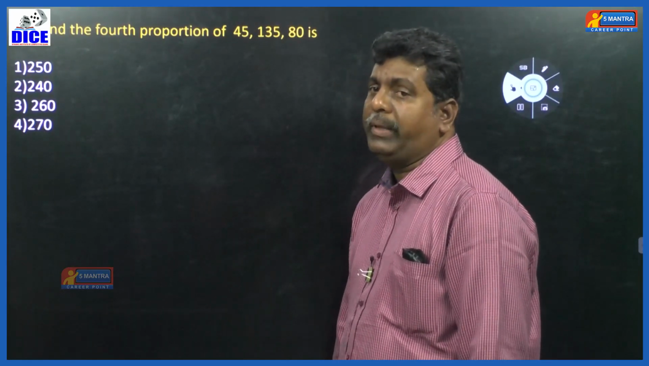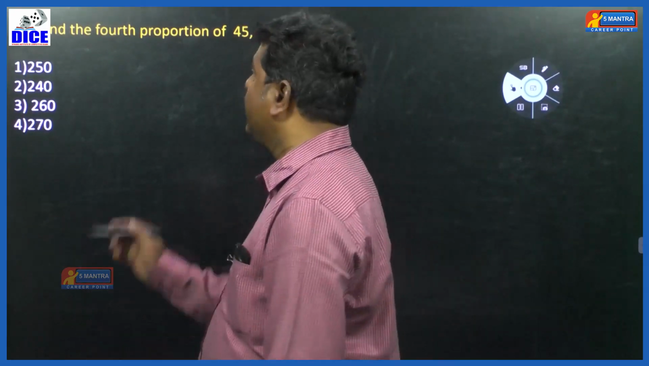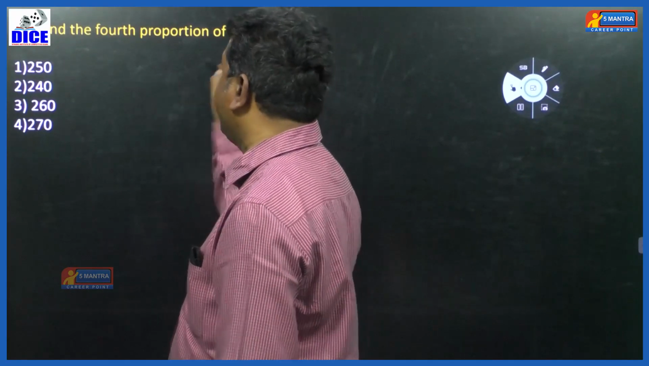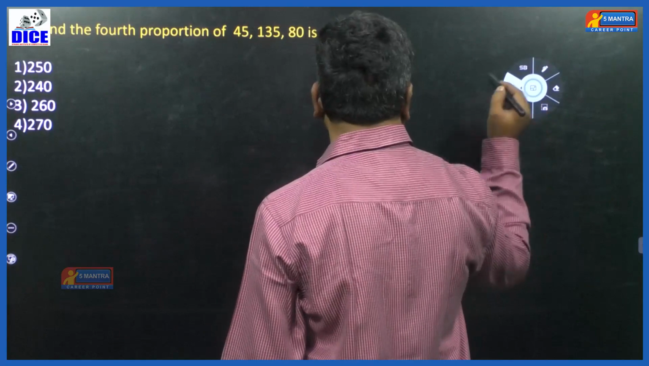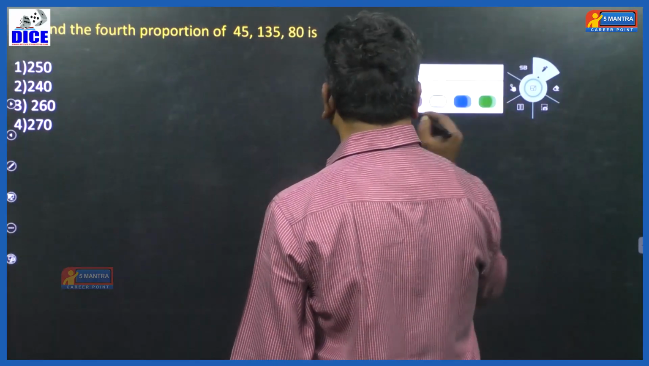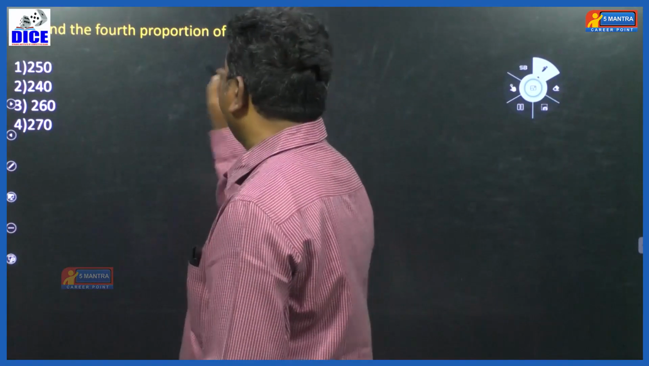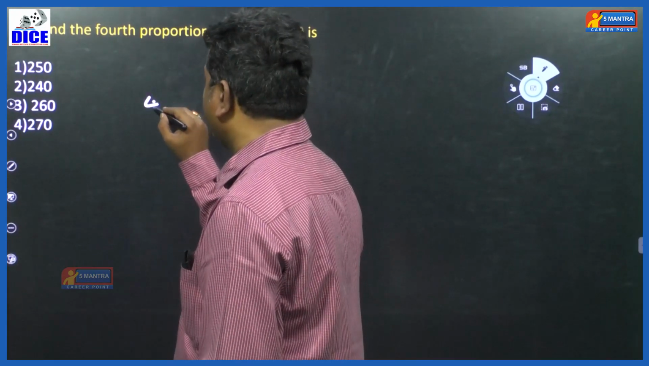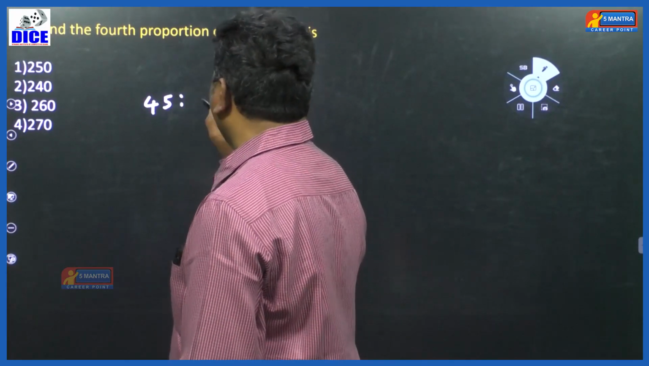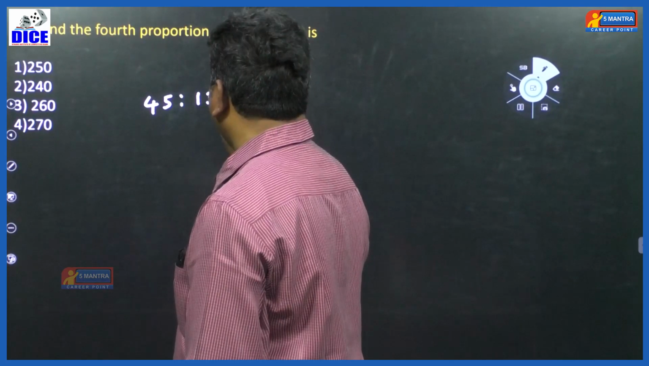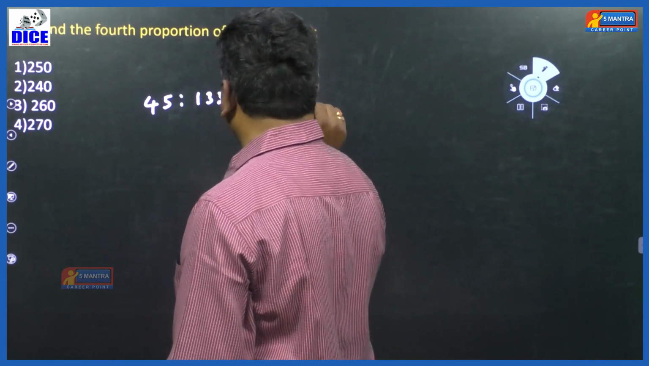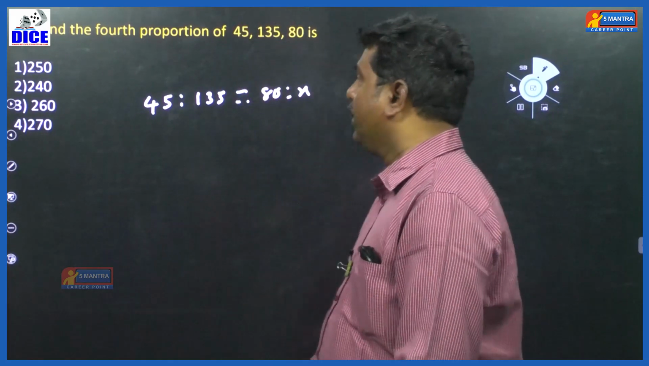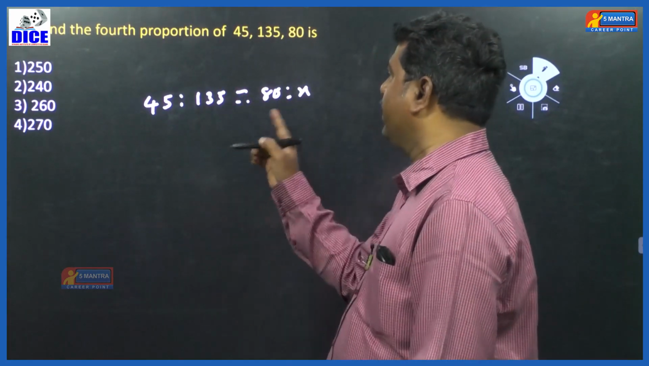We can do it in two methods, but I hope the formula is the best solution. You can write down fourth proportion like this: 45 is to 135 proportion 80 is to x. Then we can call it the fourth proportion.